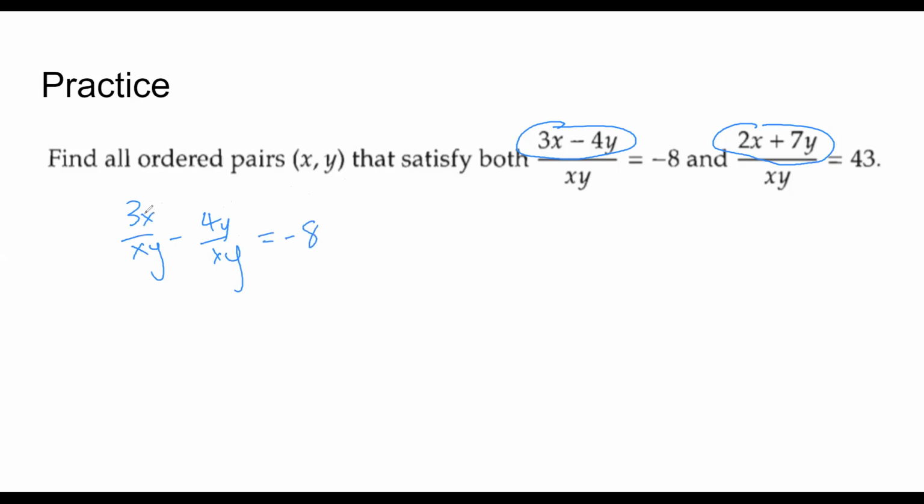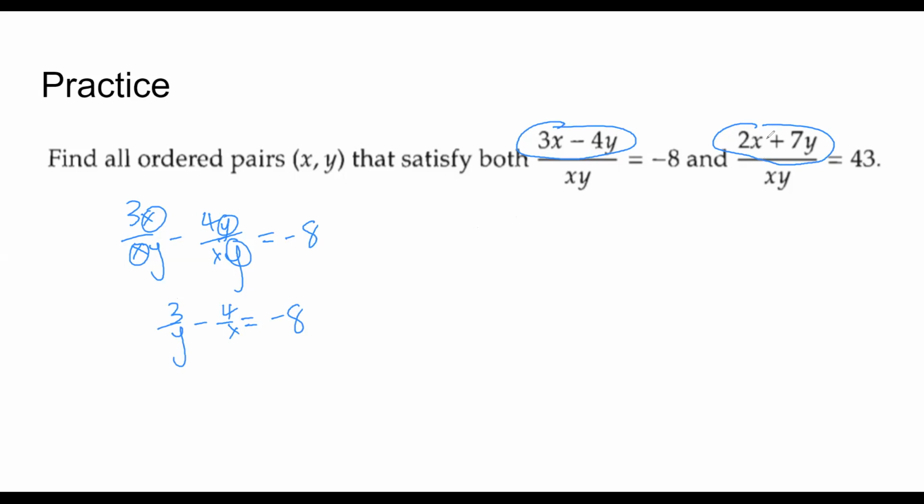We have terms that can cancel out, because we have 3x over xy. There's an x here and an x here. We have a 4y over xy, so we can cancel out the y's. So this becomes 3 over y minus 4 over x is equal to negative 8. And this is a lot better to work with than whatever we had earlier.